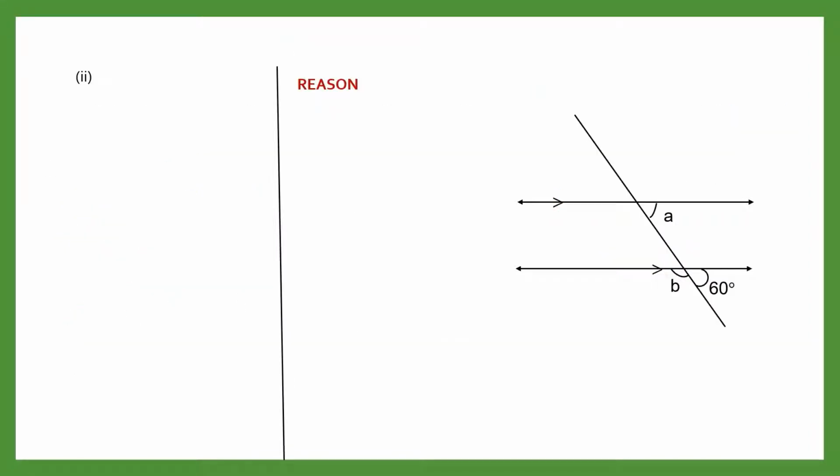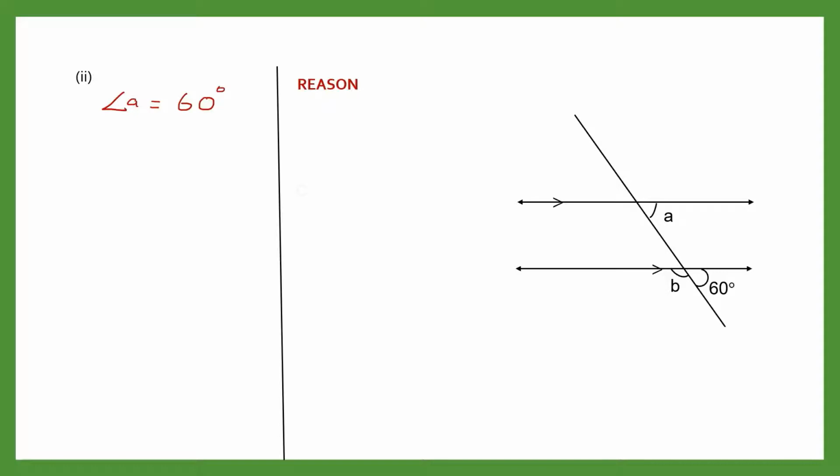Question 2. Again, we have A and B as the unknown angles and we have 60 degrees. Now look carefully and see if there is any relation between A, the unknown angle, and 60. A and 60, if you look carefully, are corresponding angles. And what do we know about corresponding angles? We know that they are equal. So angle A is equal to 60 degrees.